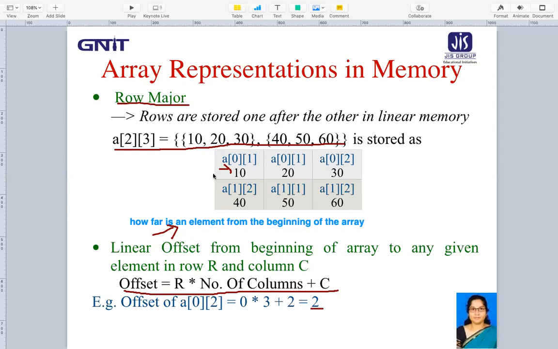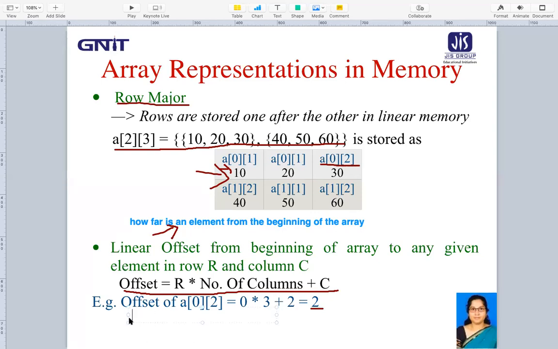So let us go back to this diagram and check. This is A02. And how far is it from the beginning of the array? It is 2 elements apart. So 1 and 2. So this is called the offset. Similarly, we can find out the offset for some other elements.